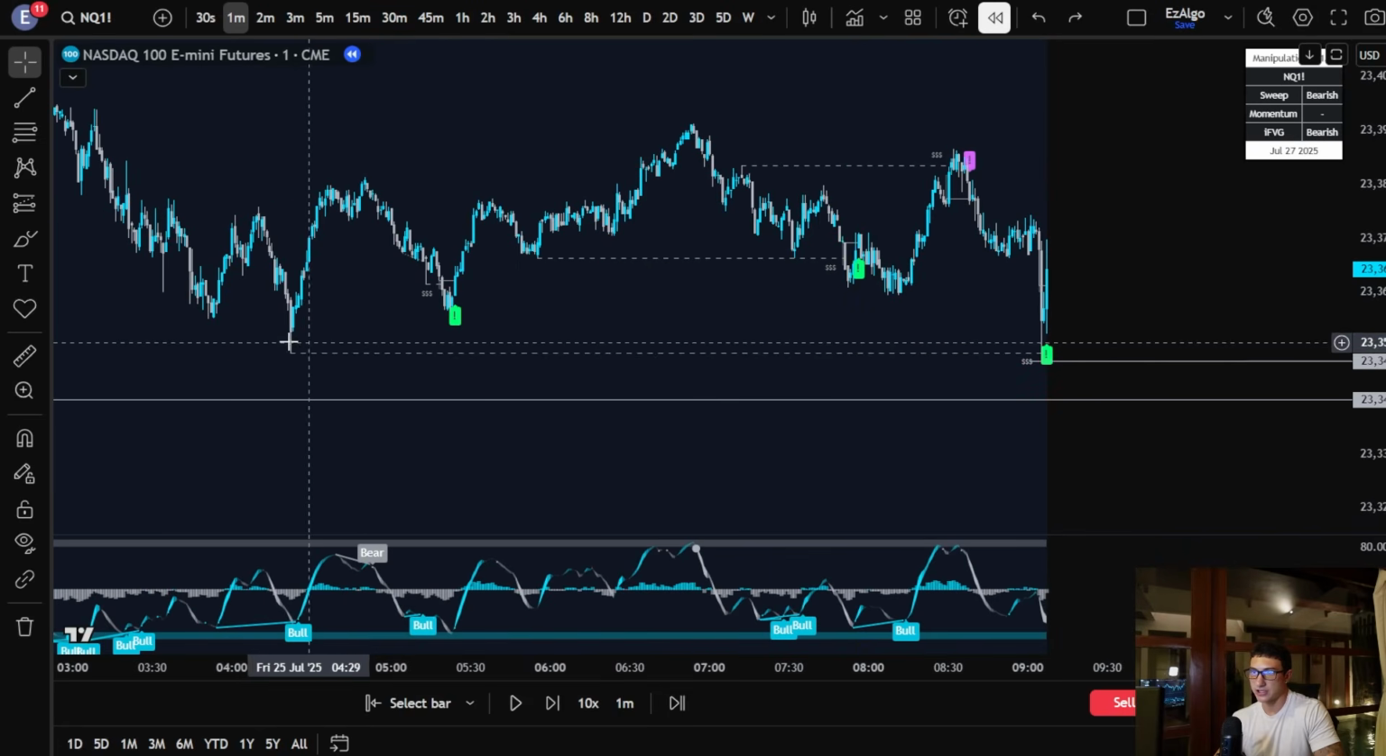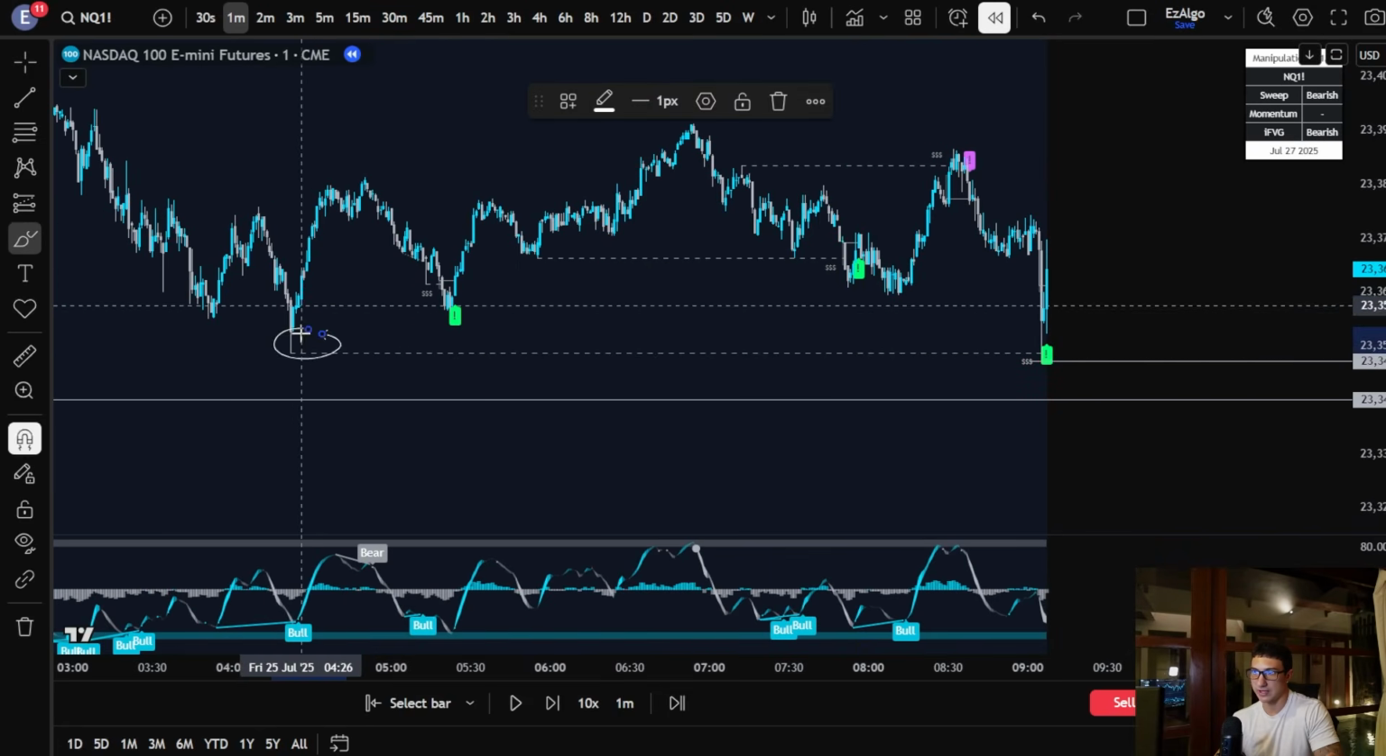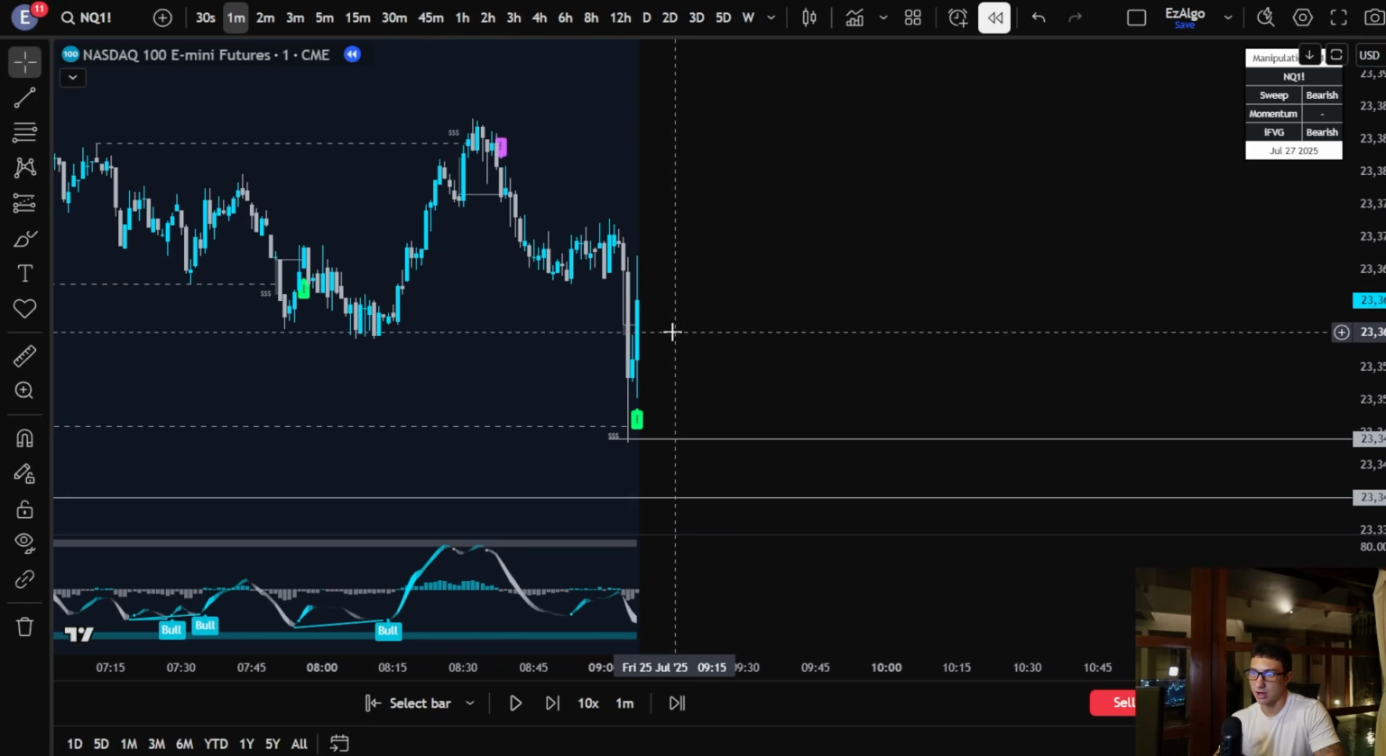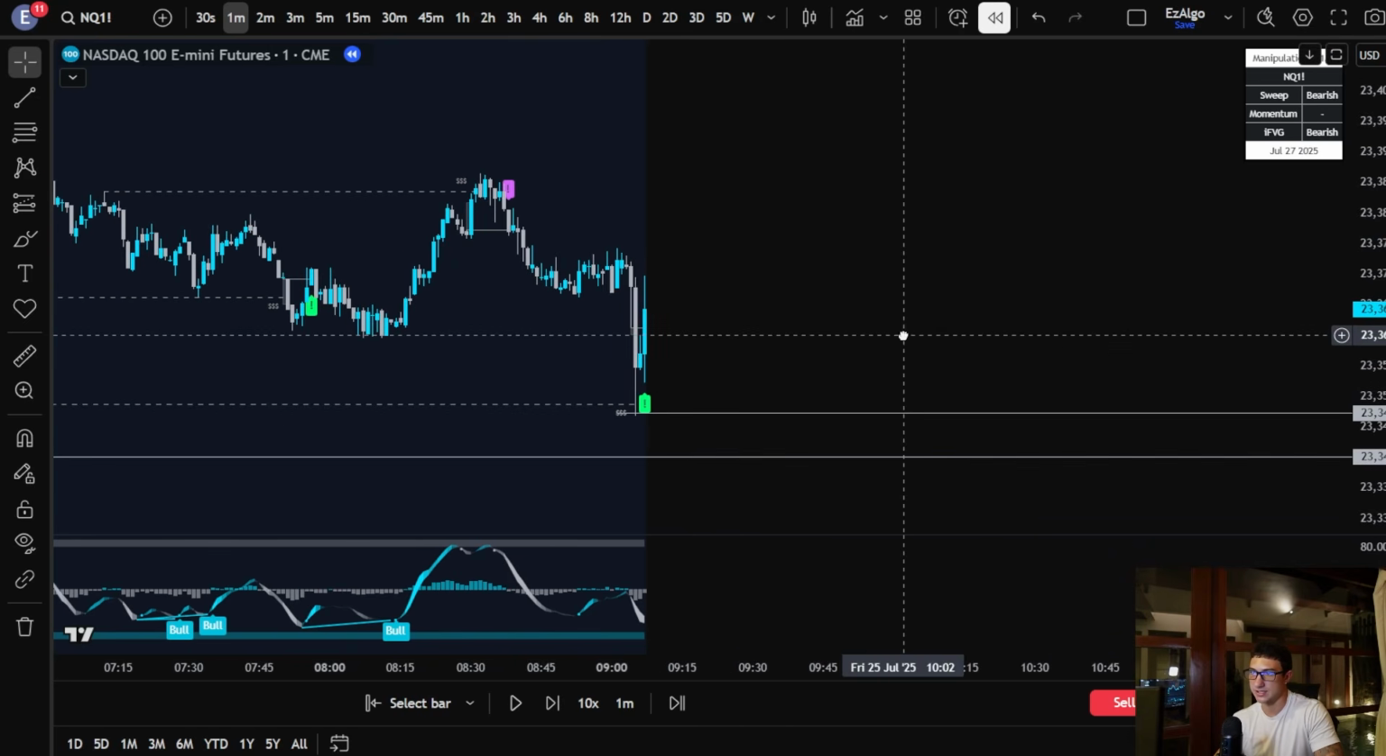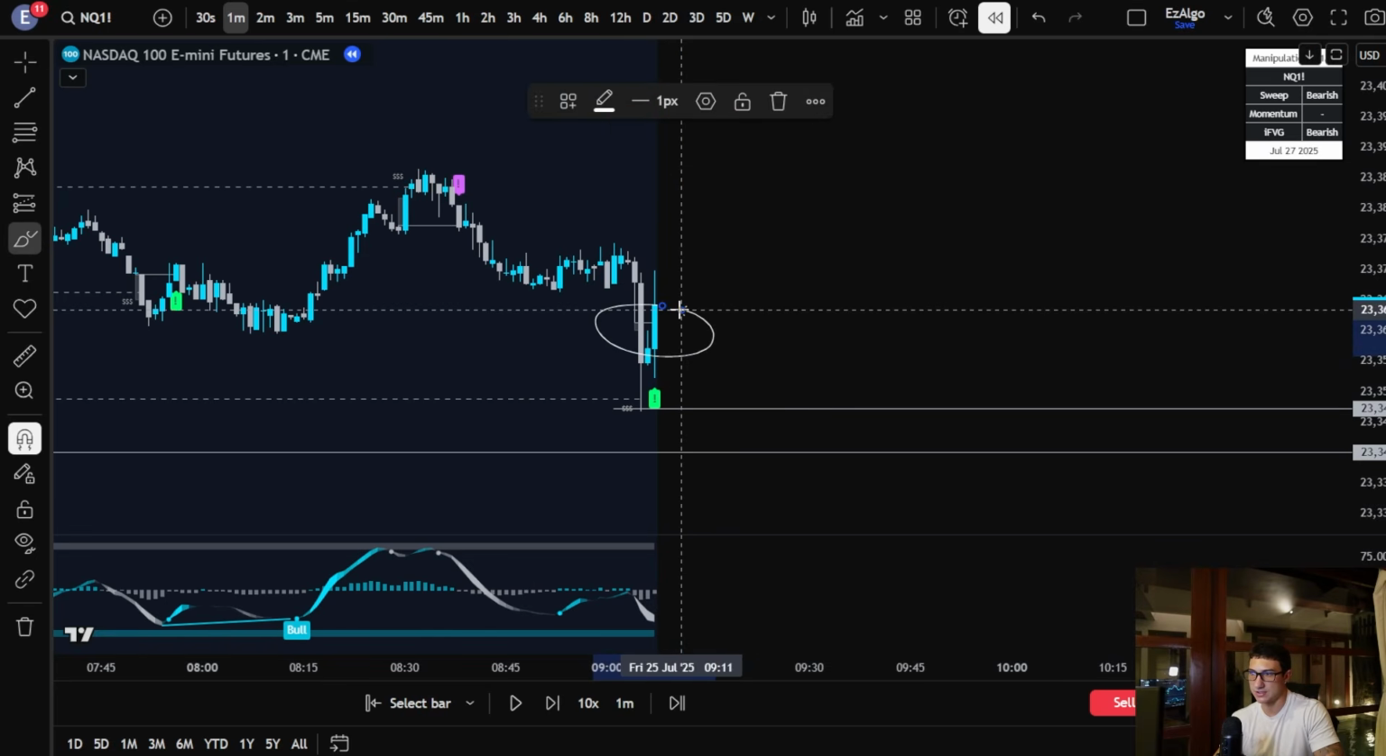Now, keep in mind, we actually did sweep this liquidity level right here on NASDAQ with this buy signal. Because we're not quite at New York Open yet, I wouldn't personally take this trade. Also, this fair value gap is way too small.